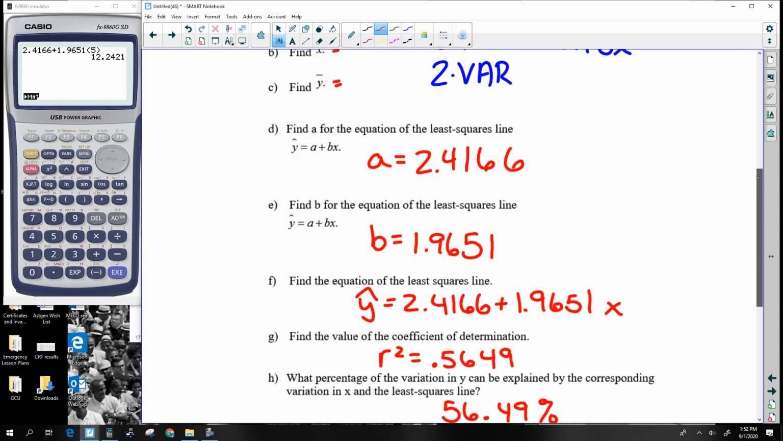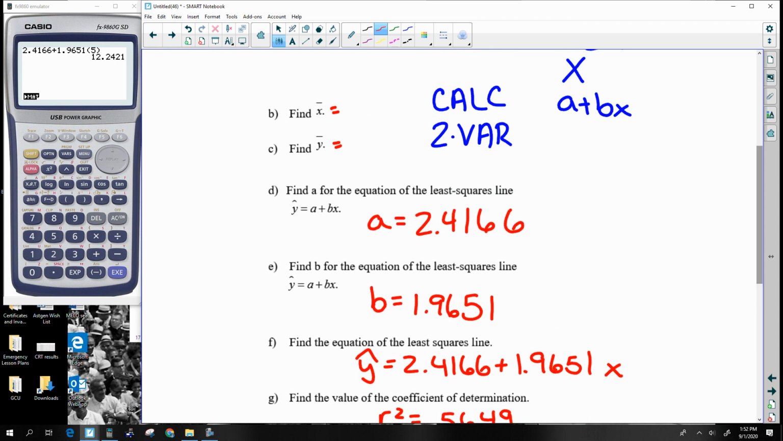Okay, now I go back and I need to still answer that x bar and y bar. So I go to my calculator and I can go calc, 2var, and you will find the answers right there. So I see that my x bar is 3.34. Scroll down a little bit. It says y bar is 8.98. That's it.